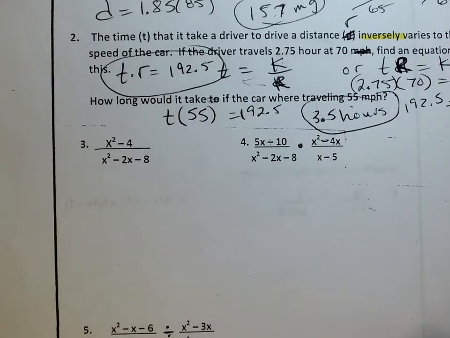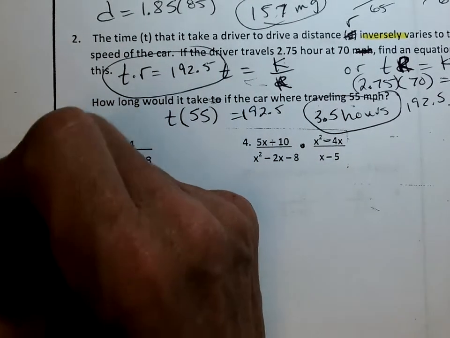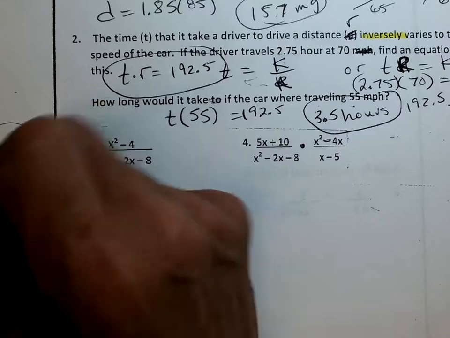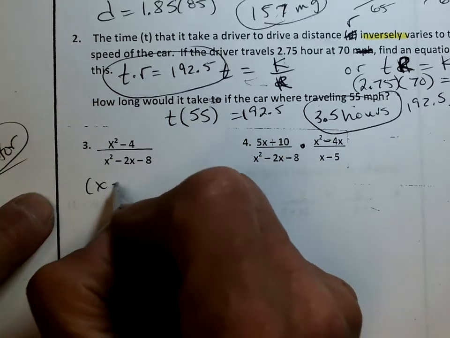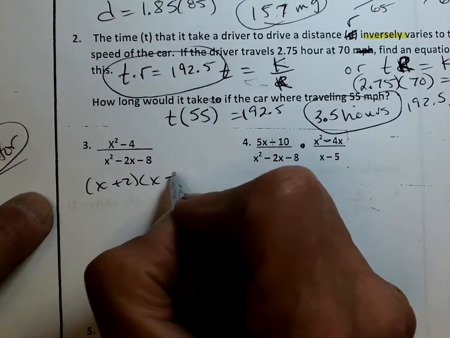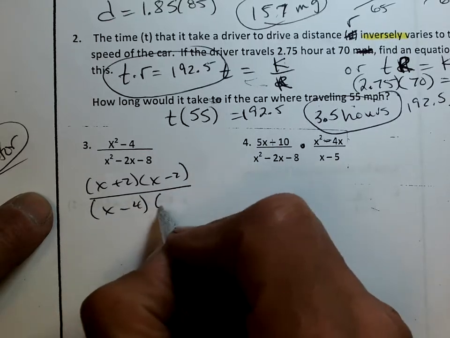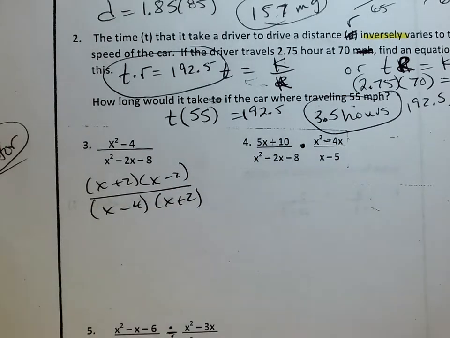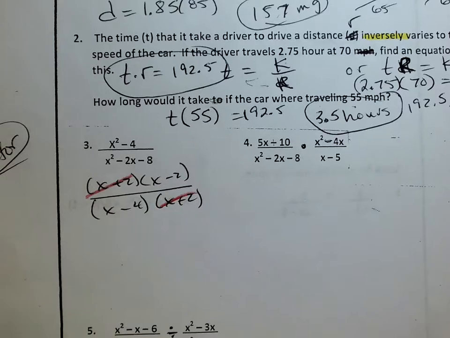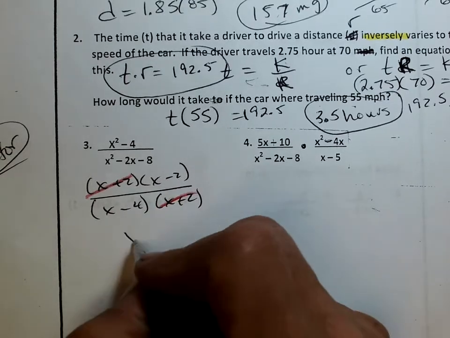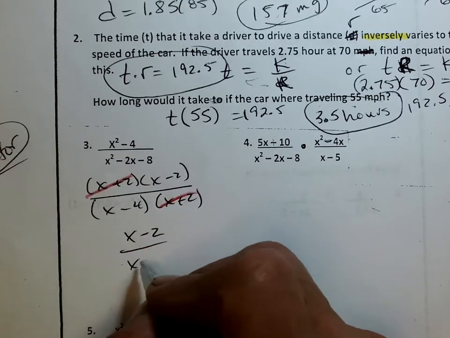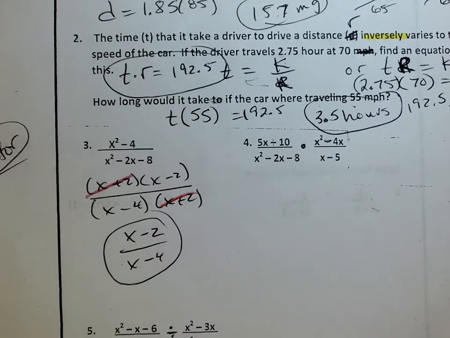All right, number 3. We're going to factor. X plus 2 times x minus 2, over x minus 4 times x plus 2. And we know how to factor. We've been factoring for a long time. Let's see, I can cancel an x plus 2 with an x plus 2. And what's left over is x minus 2 over x minus 4. Ta-da! Done.